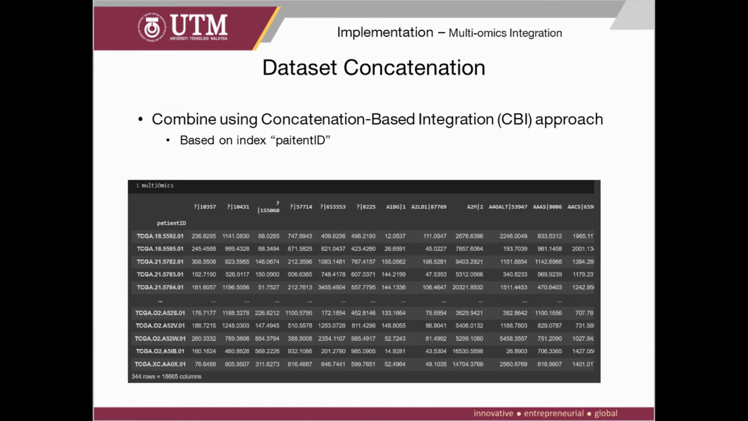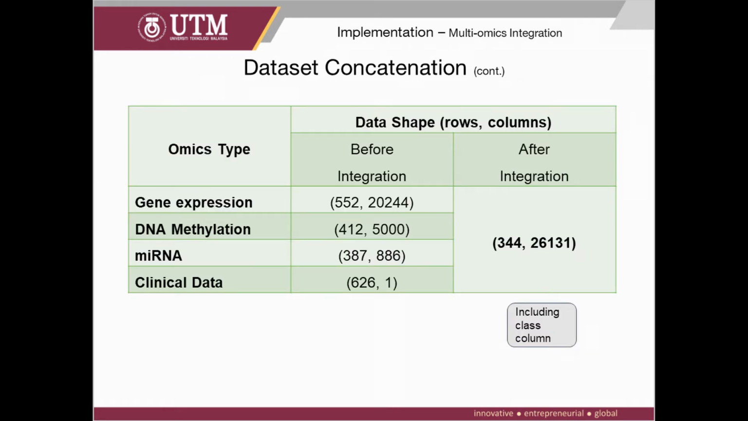As mentioned previously, the study integrates the multi-omics data using a concatenation-based integration approach, which is concatenating all the columns from the three omics data and one clinical data together. The concatenation is performed based on the ID column. This is a summary of the multi-omics integration phase. At the end of the multi-omics integration phase, the final data now contains 344 rows with about 26,000 features.